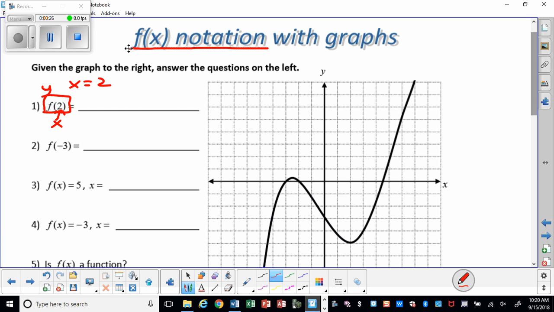So when x is equal to 2, what value is y? Well, when x is 2, y is 1, 2, 3, 4, 5. Y is negative 5.